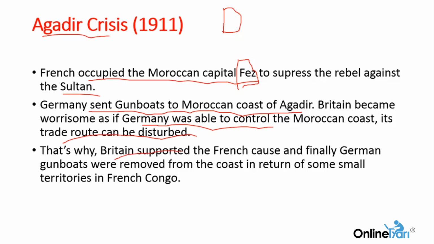So that's why Britain supported the French cause, and finally German gunboats were removed from the coast in return for some small territories in the French Congo. So again France and Britain came together, and the German colonization expansion plan was stopped. So you can see, whenever Germany tried to have more colonies, it was stopped by France and Britain together. So basically the war was mushrooming because one power was not having enough say in world affairs, and if Germany tried to capture some territories, it was stopped by France and Britain.